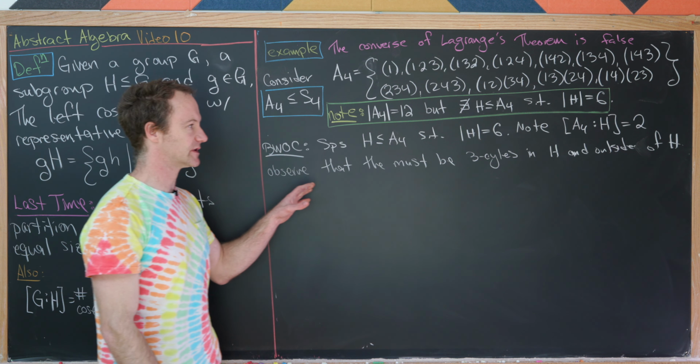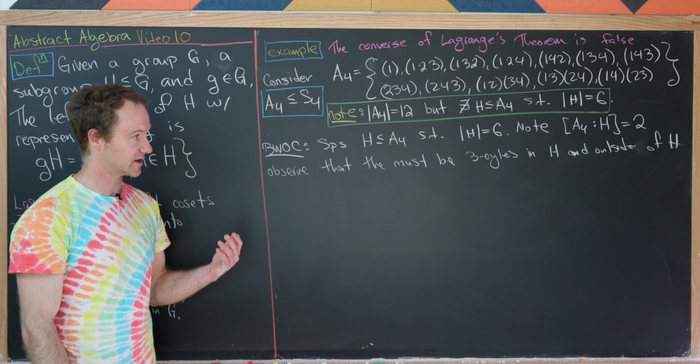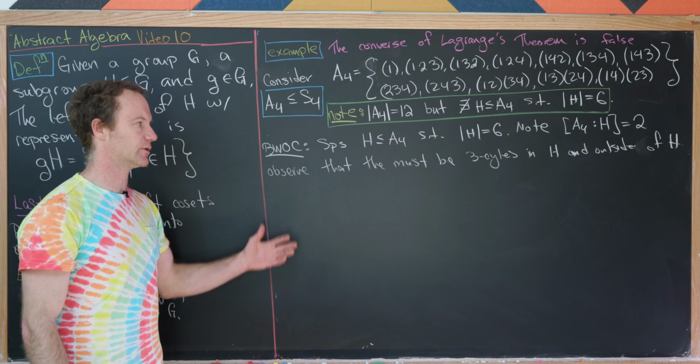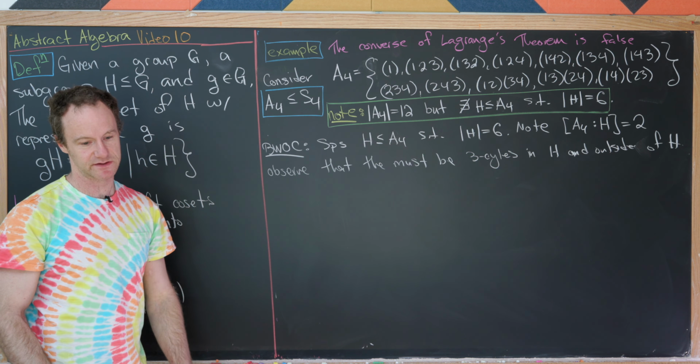There are 8 3 cycles. Well, H only has 6 elements, so it can't have all of the 3 cycles. And then there are 4 non-3 cycles. So in order to get 6 elements in H, we've got to have at least 2 3 cycles in fact.